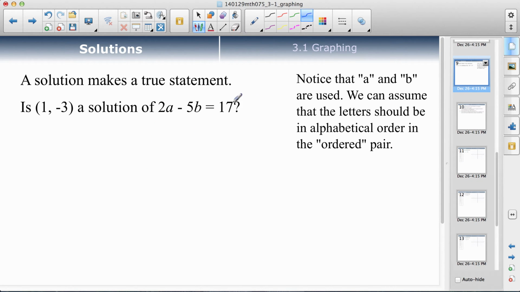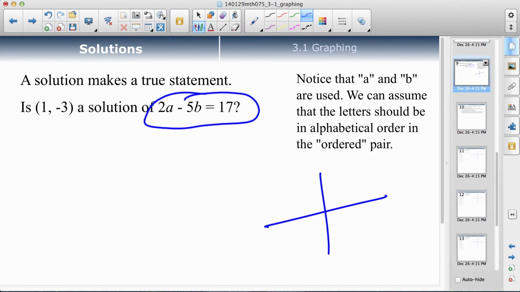Now once we have an ordered pair, we can start looking at a relationship between values for x and y. In this case, they did a and b. Typically, we always put an x and a y there, but if they give you different letters, just make sure the order would be in alphabetical order. So they're saying I have a relationship here, which is a line. I don't know what the line looked like. Probably something like that. And they want to know if this point is on the line. Well, you could draw the line, as long as you're accurate, and then just see if that point 1, minus 3 is on the line.